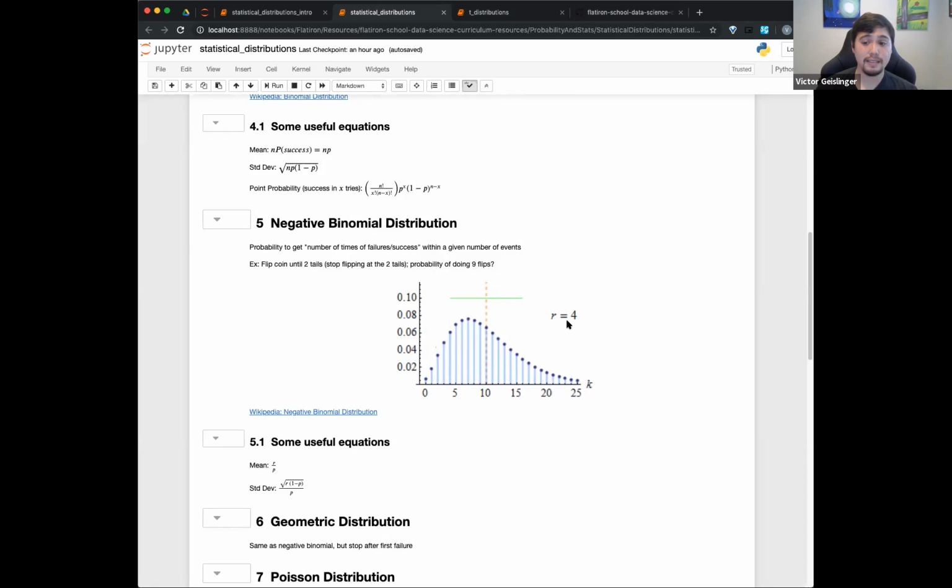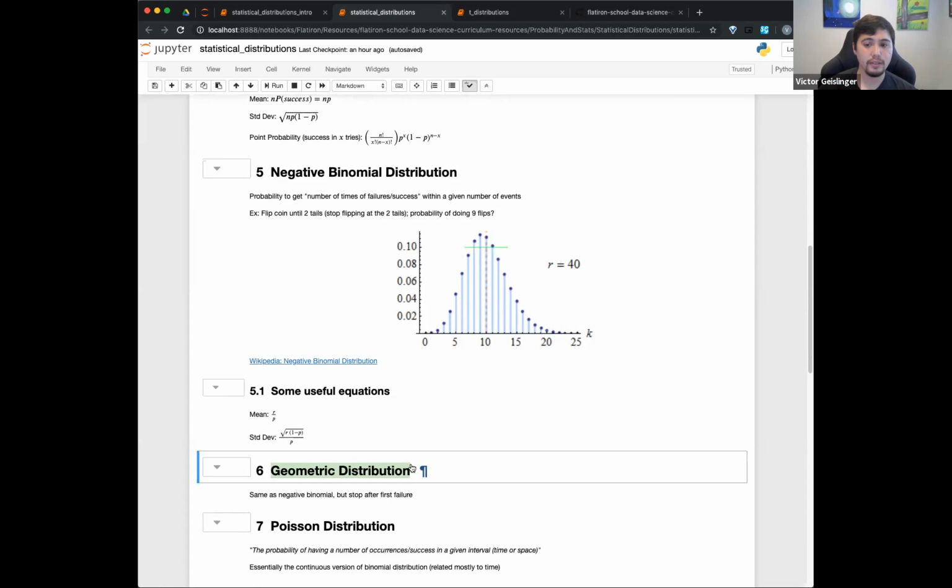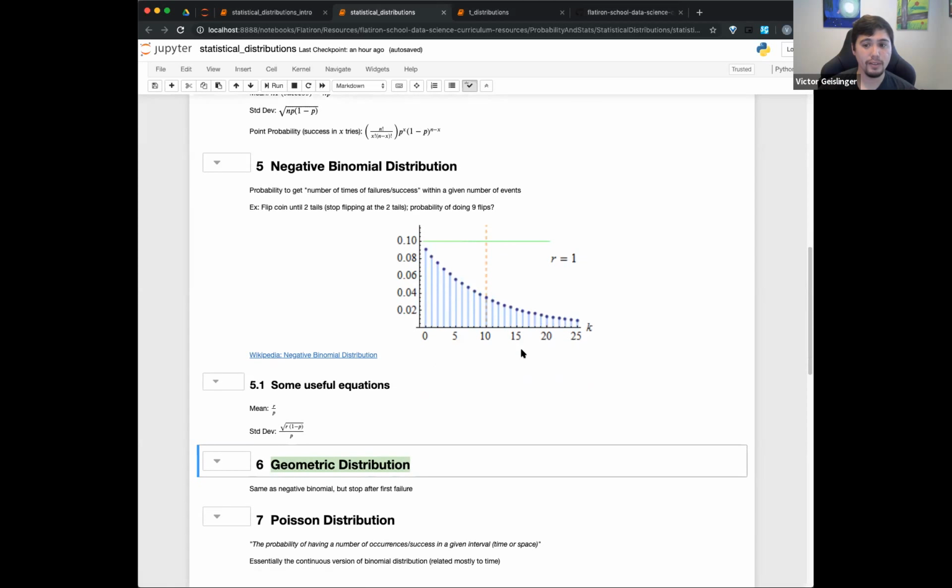So you can see that as R increases, the number of failures we would get increases. For example, if you need 40 tails in order to stop, then you are likely to keep going for a lot longer versus if you only had 1 tail to stop. And going back to geometric distribution, it's basically when you stop at that 1 failure. So it's a special case of this negative binomial. Hopefully that makes sense.